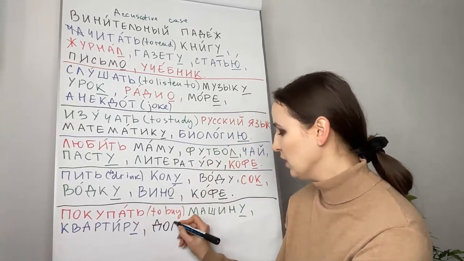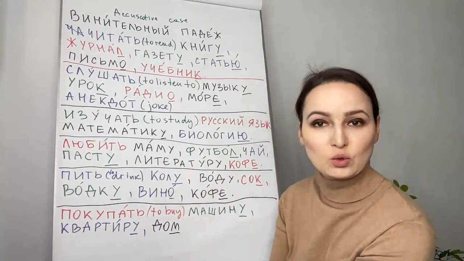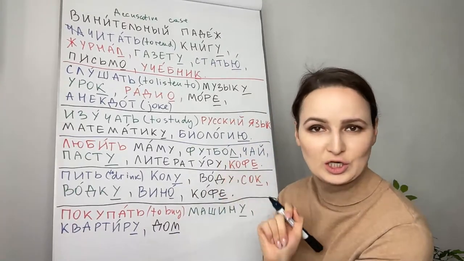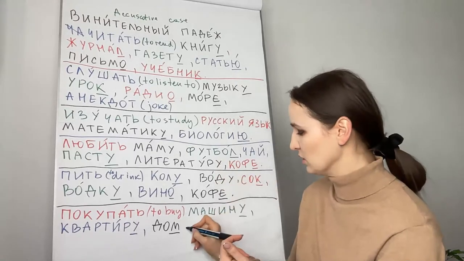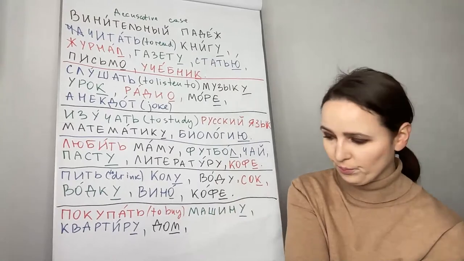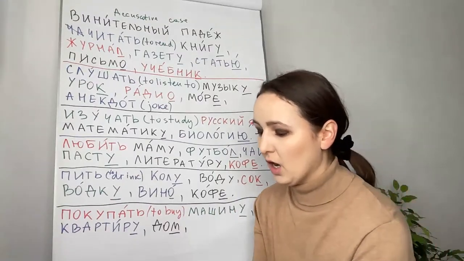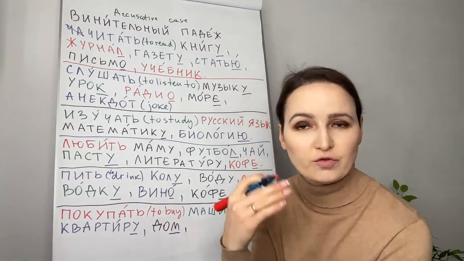Дом. It ends in a consonant, so it's masculine. Nothing will change in accusative. Я покупаю дом. I'm buying a house. Дальше. Я покупаю food, for example.